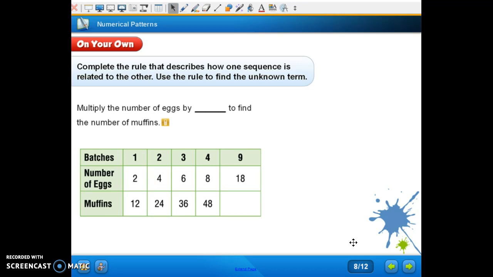What would we have to do to 2 to get 12? If I take 4 times 6, do I get 24? Yes. And 6 times 6, do I get 36? Yes. And 6 times 8, I get 48. It's always good to check more than one time in your pattern. So now how am I going to find out how many muffins you would get from 18 eggs? What were we multiplying by? 6. So 18 times 6 is 108 muffins if I used 18 eggs.